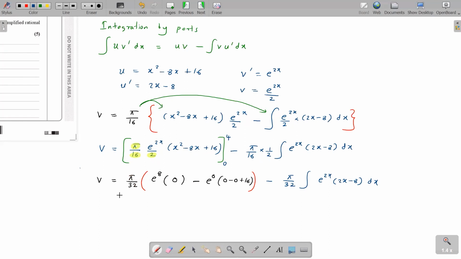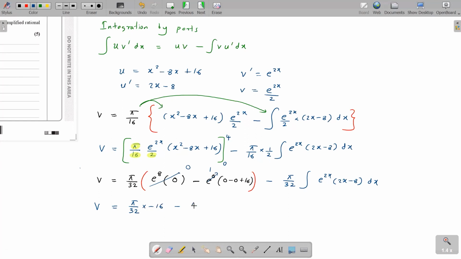So I end up getting here now e to the power, 8 into 0 is 0 basically. This whole thing is a 0. Here I get e to the power 0 is 1. So I get minus 16, right? Pi over 32 into minus 16. And that's all we get from that bracket.